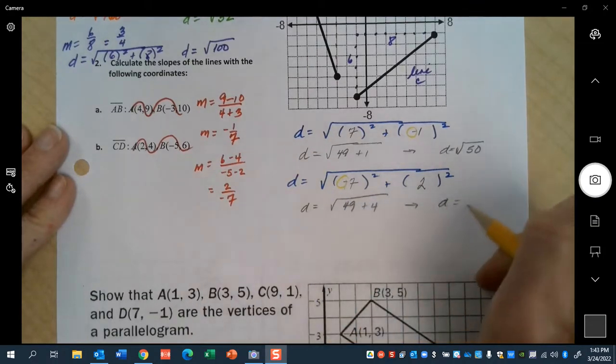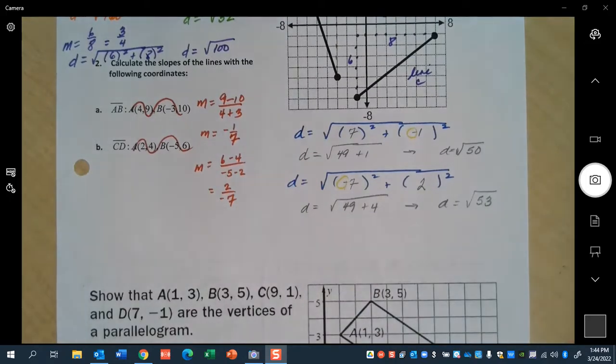When I leave my radicals unsimplified, it's super easy to see which one's bigger. It's super easy to see which ones are the same. And today we're going to do an activity where you're proving parallelograms to see if they have the same distance or to see if they have the same slope. So if you're being asked to simplify the radical, you have to simplify the radical. If you're using radicals to determine whether or not something is the same length, I don't care if you simplify it or not.